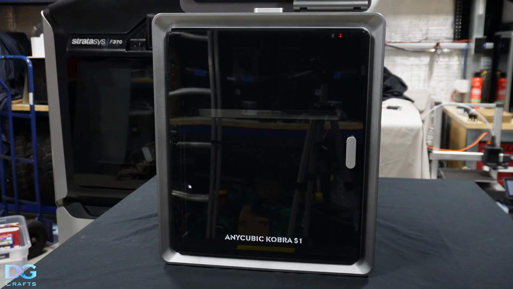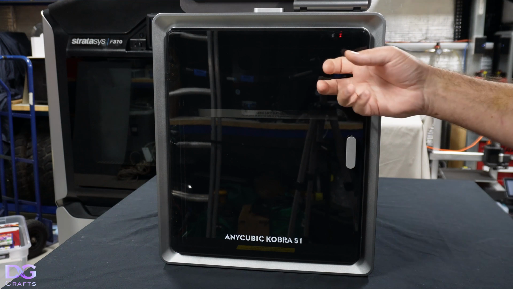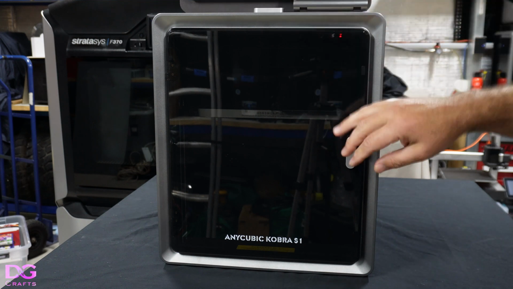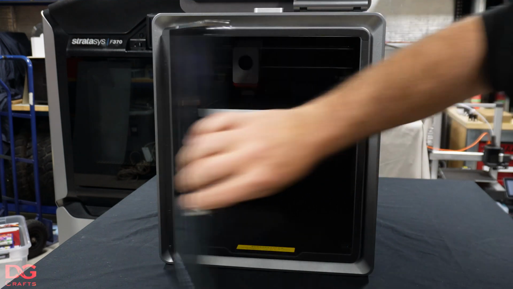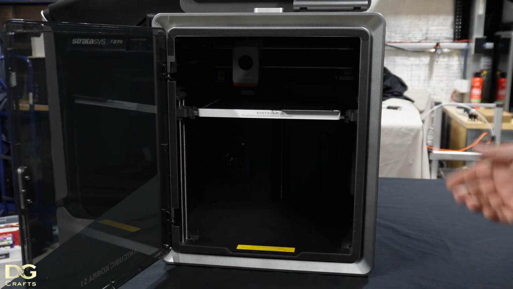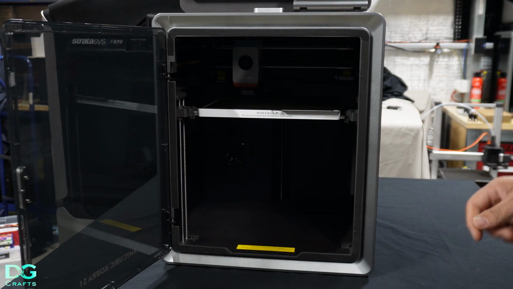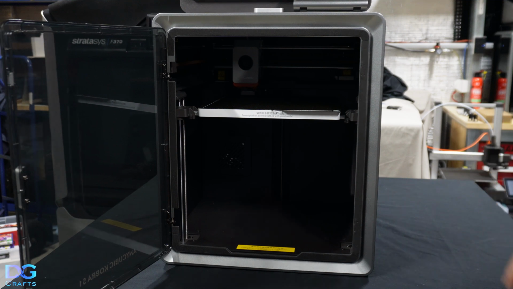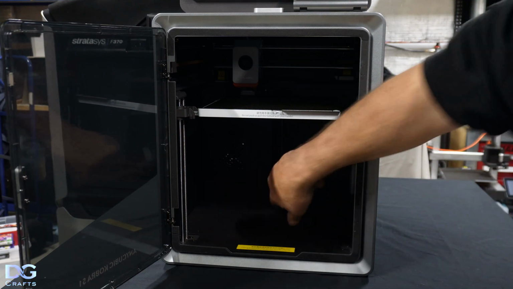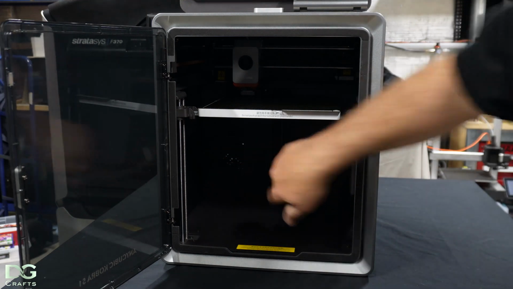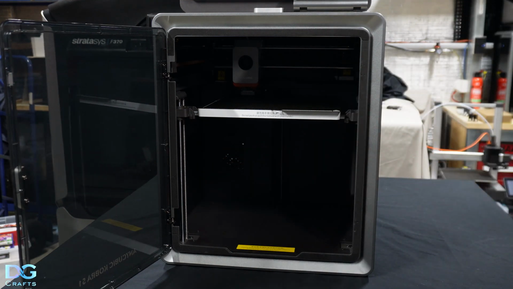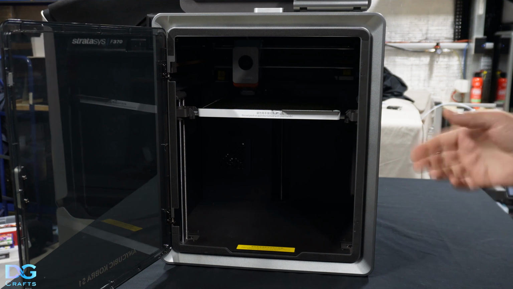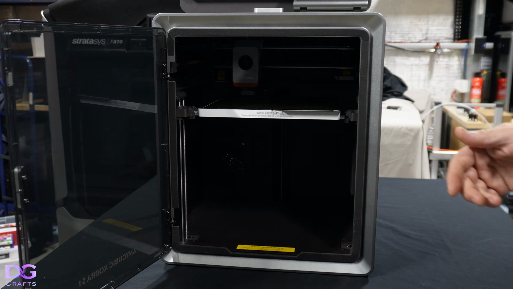Okay, so we'll just have a look at the machine here. It's all basically plastic. The door's plastic, the lid here is plastic, the sides are plastic. There's a lot of plastic, and I'm guessing that's where they've saved costs. It would have been nicer if it had glass, but it is what it is. On the inside, it's got three lead screws and three linear rods, which is basically the same as the K1 series. So there's a lot of similarities there.